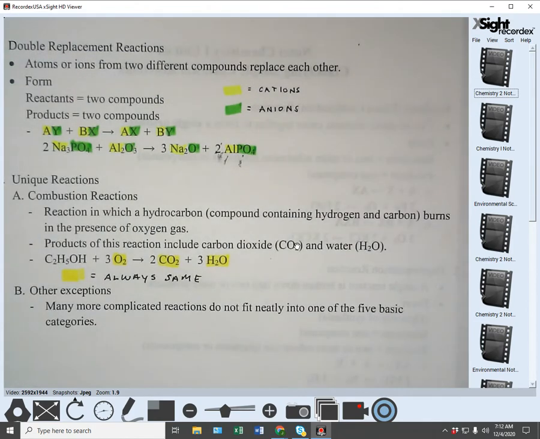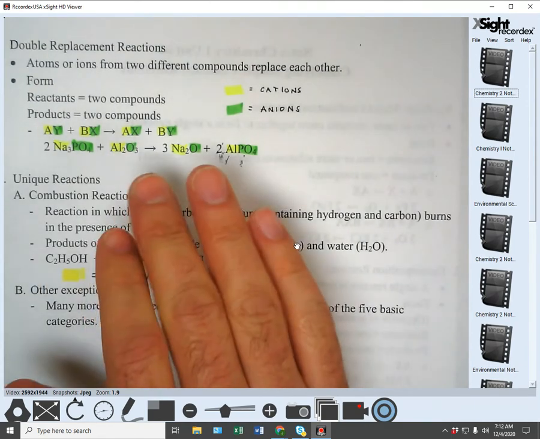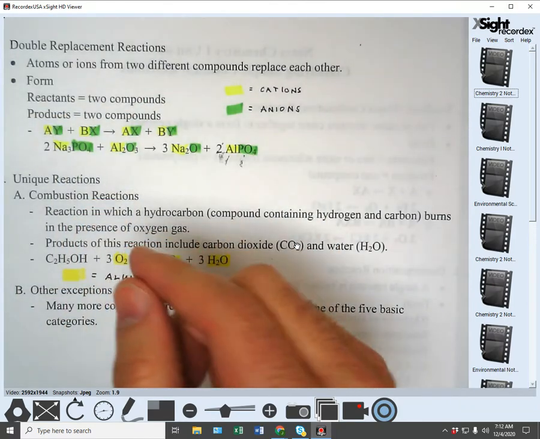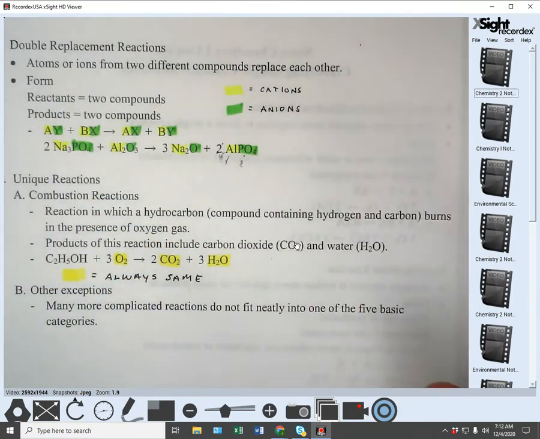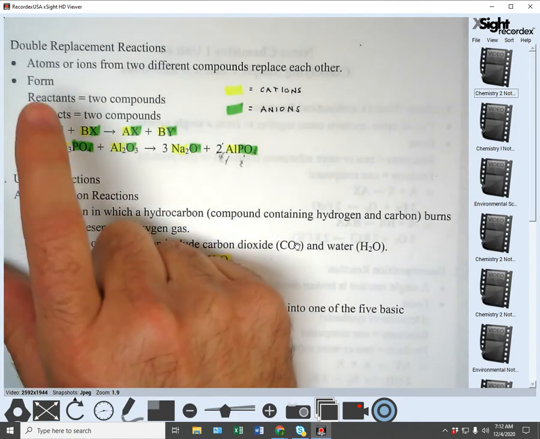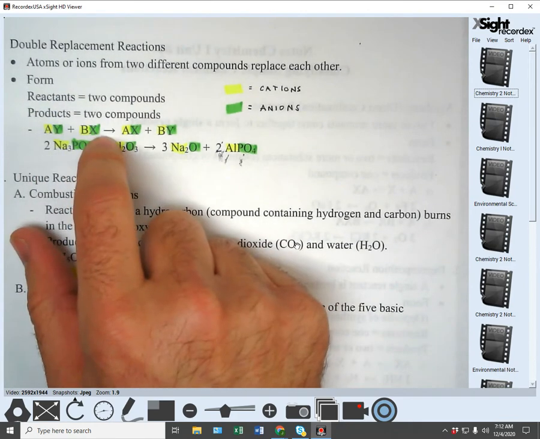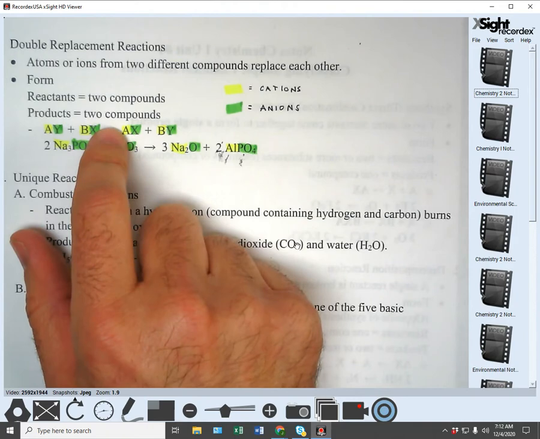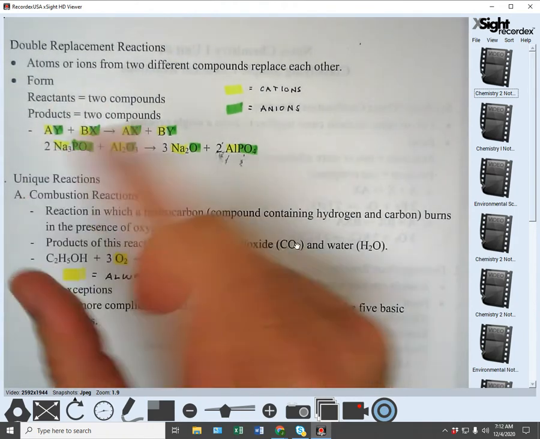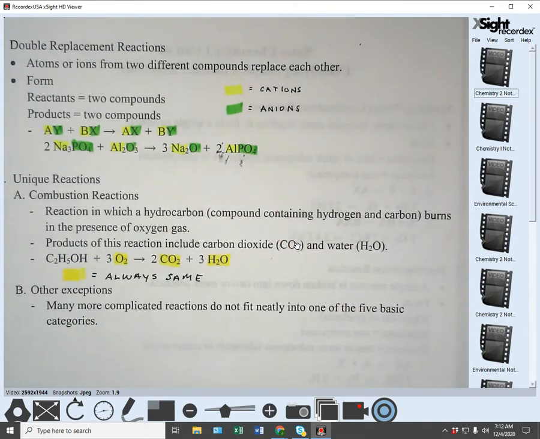Okay. Again, I use the same dance analogy for this. The idea that if you have two couples dancing, a guy and a girl and a guy and a girl, if they just decide that they want to switch up for the next dance, the guy from the first couple is going to go with the girl from the second couple, and the guy from the second couple is going to go with the girl from the first couple. They switch up. Okay, that's a double replacement reaction. All right.